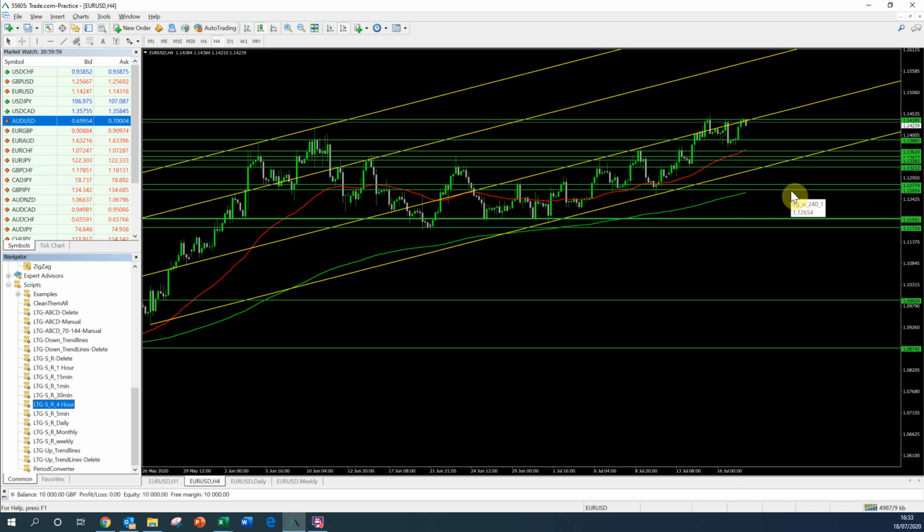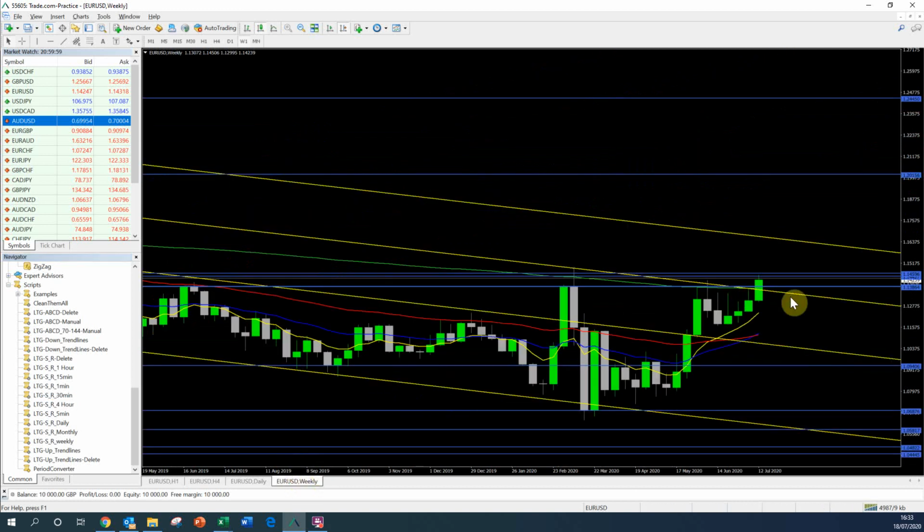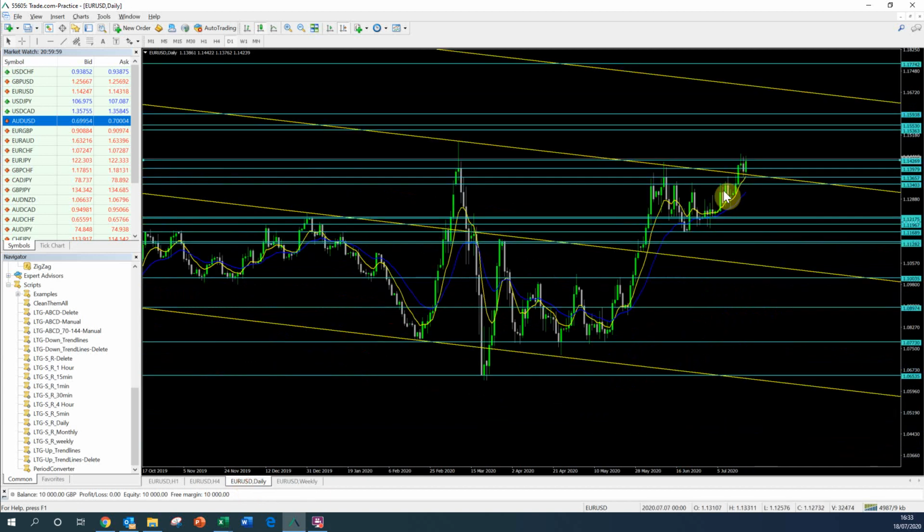Just building up confluence and building up a picture that this actually could be a really good buy position for the euro, because we've got weekly, we've had a 200 EMA break, we've had a channel break. Although we're at a weekly resistance, we could break that as well. That would be extra confirmation. And the daily, as we've broken the channel line, we've actually gone and retested it as well with a lot of bullish momentum onto the upside.